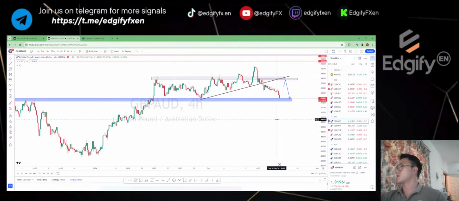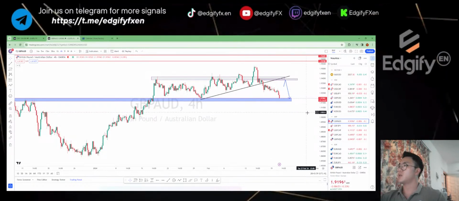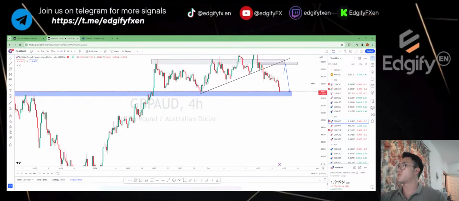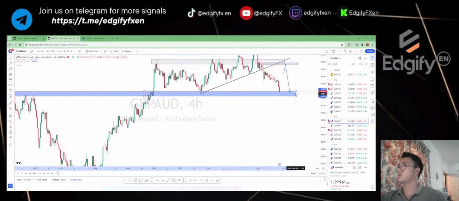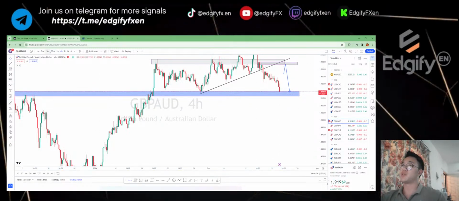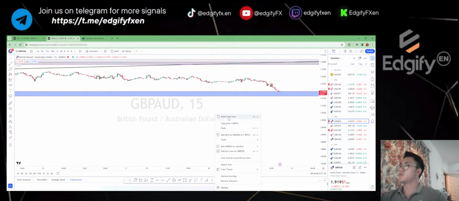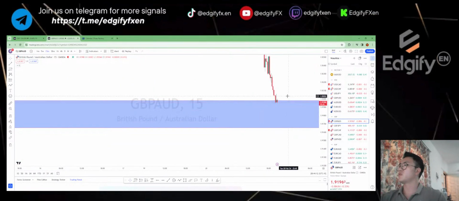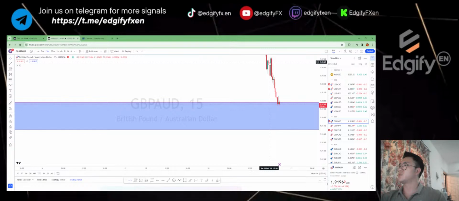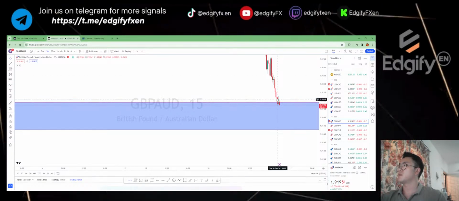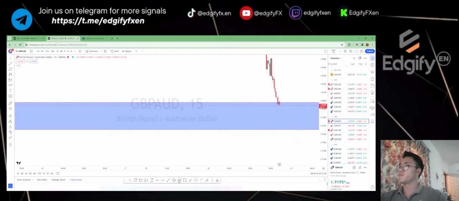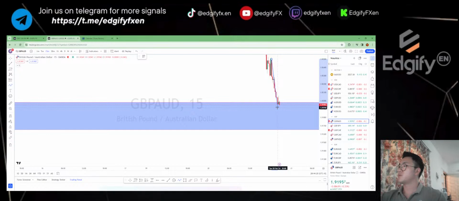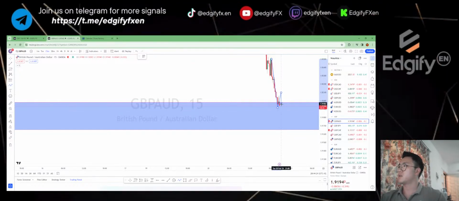GBP AUD. Okay, so GBP AUD on the hour 4, we do see the price coming back to our support level here, which just tapped in. If you go into the 15-minute, you're going to be looking for confirmations, right? Right now, we don't have anything yet, right? We do see this massive dump. If you have this dump, you need the price to retrace back a little, right?